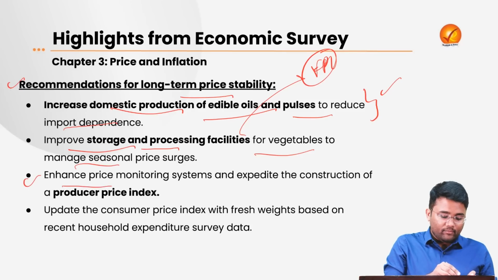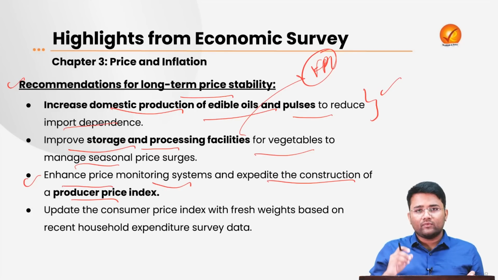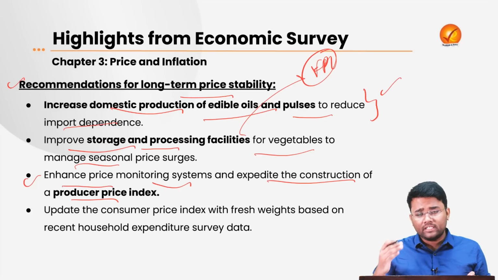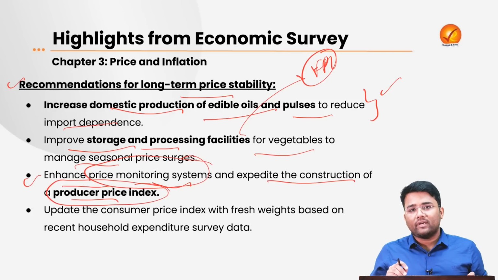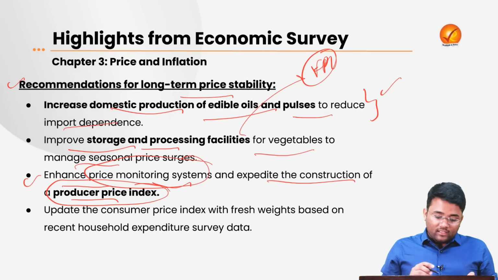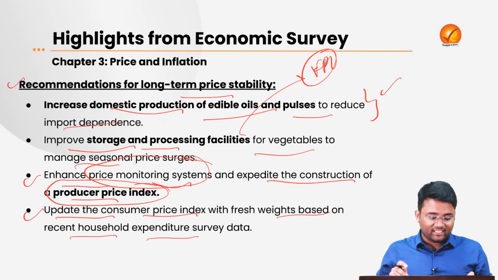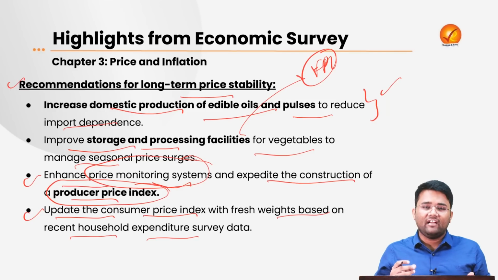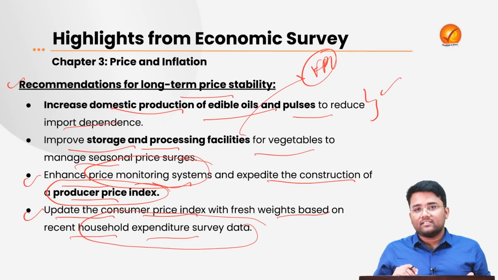Then there is a need to enhance the price monitoring system, and a need to expedite the construction of the producer price index. For example, measures like eNAM need to be made more robust to ensure a proper price monitoring system, and we need to have proper construction of the producer price index, which is the average change in the selling price received by the producers. Then we need to update the consumer price index with fresh weights based on the recent household expenditure survey data. The basket that we have for calculating the consumer price index is outdated. We need to update that based on the updated household expenditure survey data.